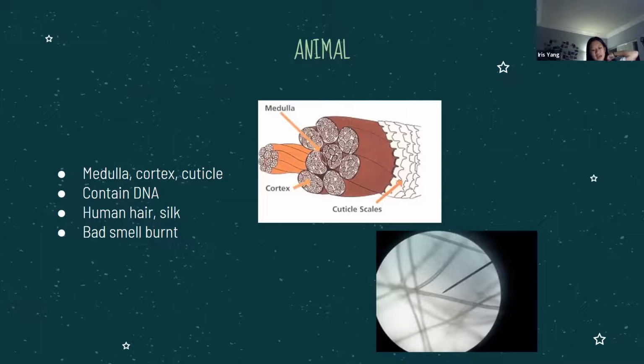When burned, animal hair smells really bad. It's basically like burning meat, if you're cooking and you accidentally burn it and it's super charred. That's the same thing that happens with animal hair.